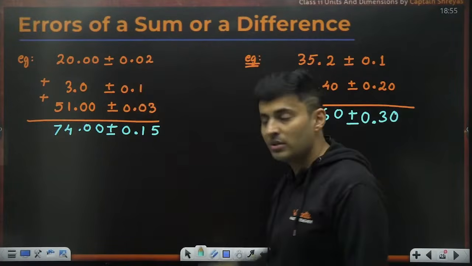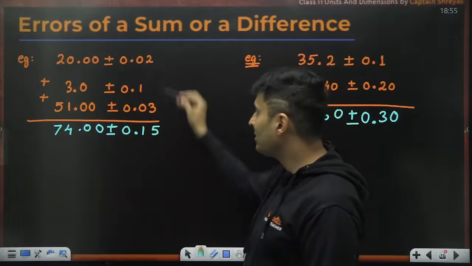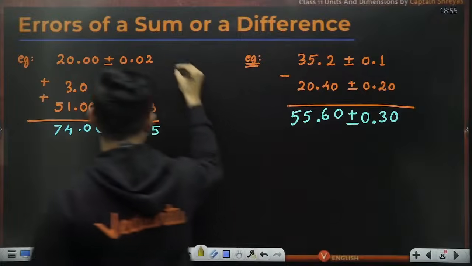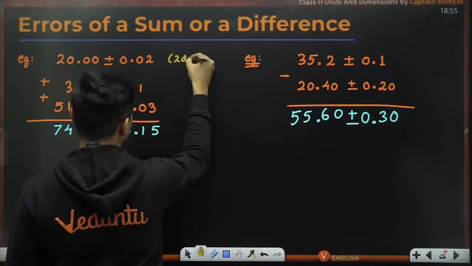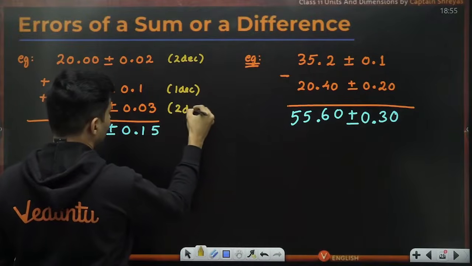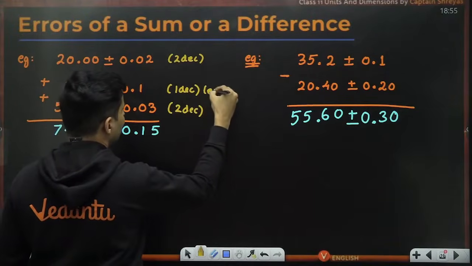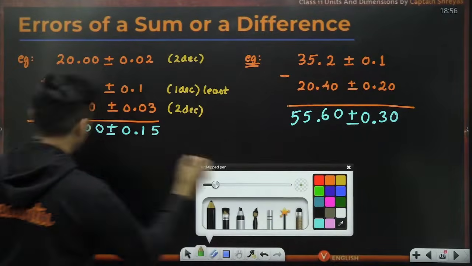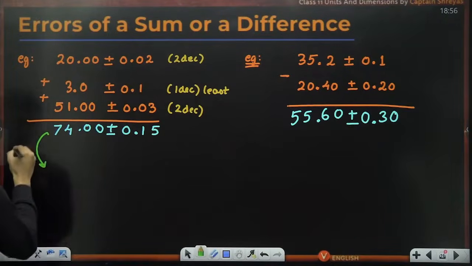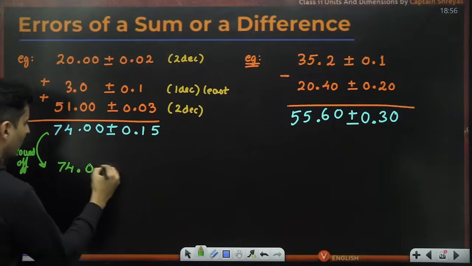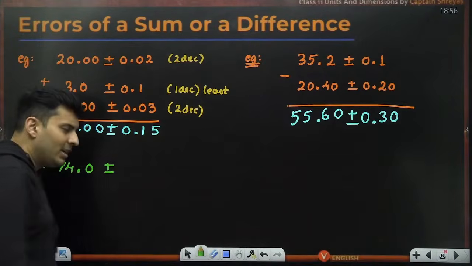So the same rule also has to be applied over here. The decimal places are 2, 1 and 2. So be very mindful about it. So 2 decimal places, 1 decimal place, and here also 2 decimal places. The least is this. So the final answer should also have 1 decimal place only. So we have to round it off to the nearest number. So this will be 74.0 plus minus 0.15.